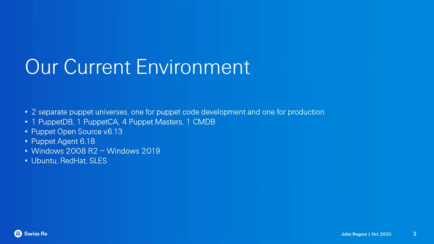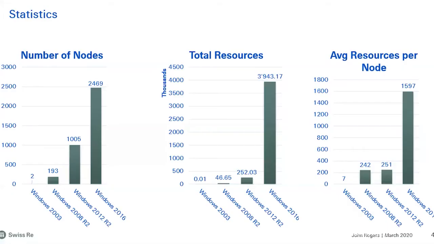We are currently on Puppet Agent 6.18 on our Windows boxes, so we do a pretty good job of staying up to date on the Windows side. We also share the environment with our Unix colleagues. We run about 6,000 servers on our Puppet production universe, about 3,500 Windows machines and 2,500 Linux machines, give or take a few.